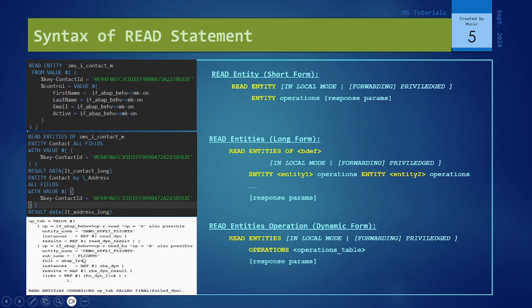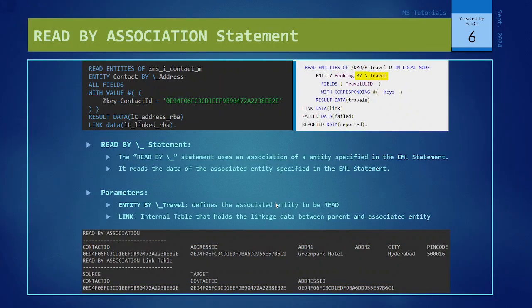In case of associations, we also get the links back. We will see that going ahead, and the link will again be passed as a dynamic. Majorly used is the long form of the read entity. Similarly, now let's see the read by association.